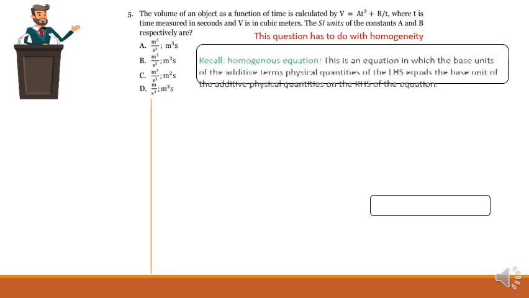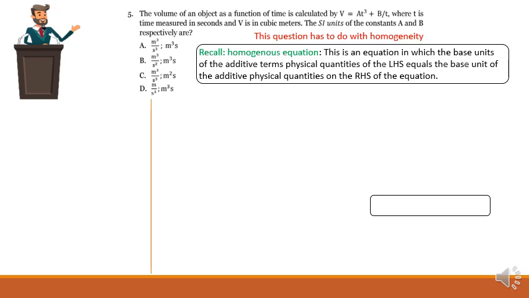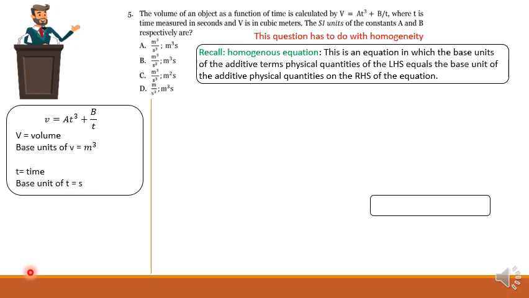So I'm going to start by making some basic recall. What is a homogeneous equation? A homogeneous equation that we all know is an equation in which the base unit of the additive physical quantities on the left hand side of the equation equals the base unit of the additive physical quantities on the right hand side of the equation. Then we call the equation a homogeneous equation.